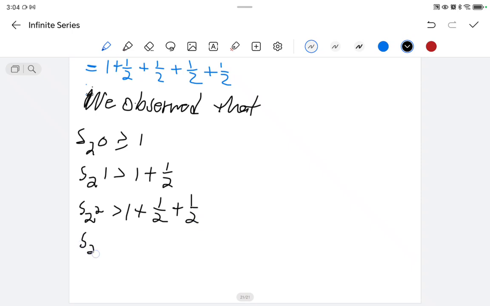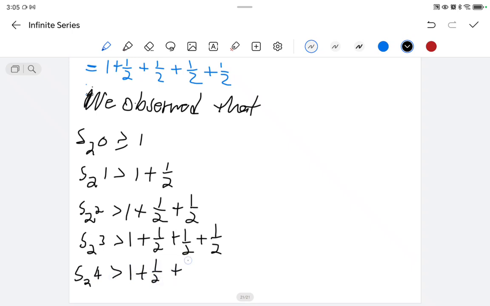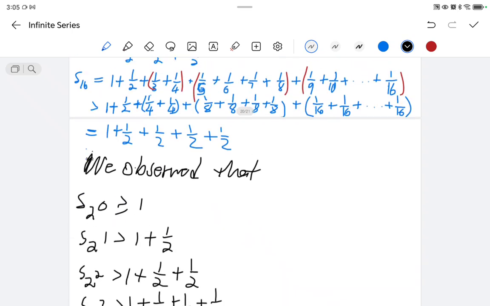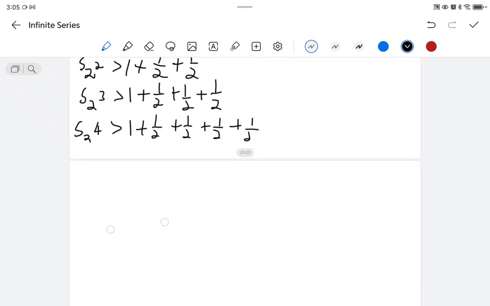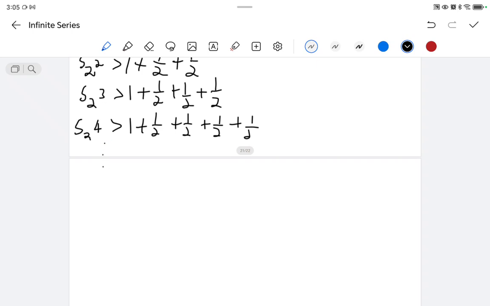Then we had S2 to the 3, which is greater than 1 plus 1 over 2 plus 1 over 2 plus 1 over 2. You see, right? And also we had S2 to the 4, which is greater than 1 plus 1 over 2 plus 1 over 2 plus 1 over 2. Then I add the last one, 1 over 2. And then now we can say, since we have these, right?